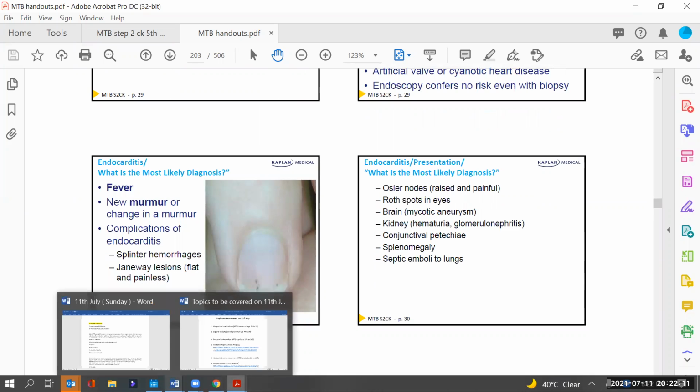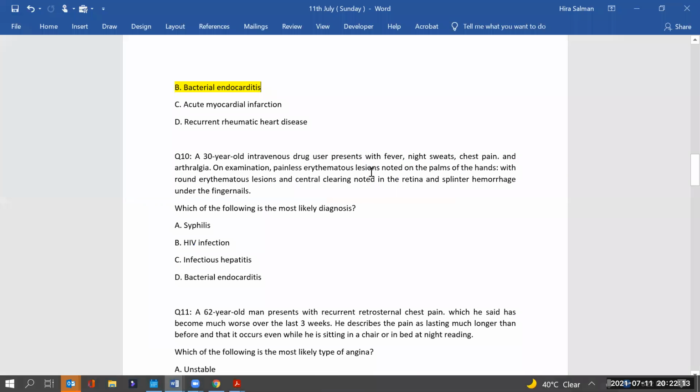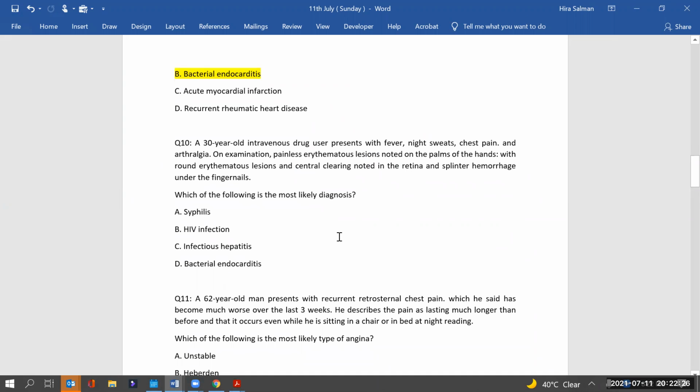So where is our question? Question says IV drug abuser, fever, night sweats, chest pain, arthralgia, hand lesions, central clearing, splinter hemorrhages, especially under the nails. So which of the following is the most likely diagnosis? You can rule out the other infections as well, but mostly you will go for bacterial endocarditis. IV drug abuse also gives you a big clue. This splinter hemorrhages also, and of course fever.